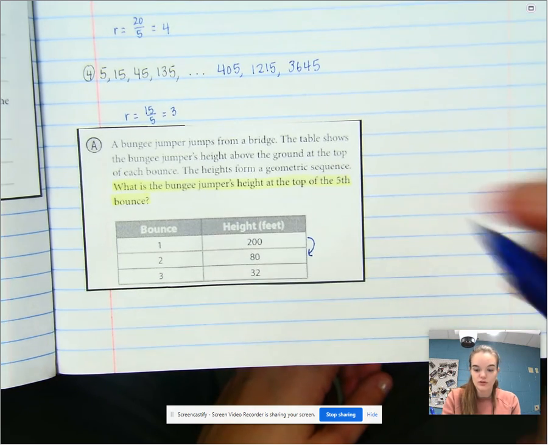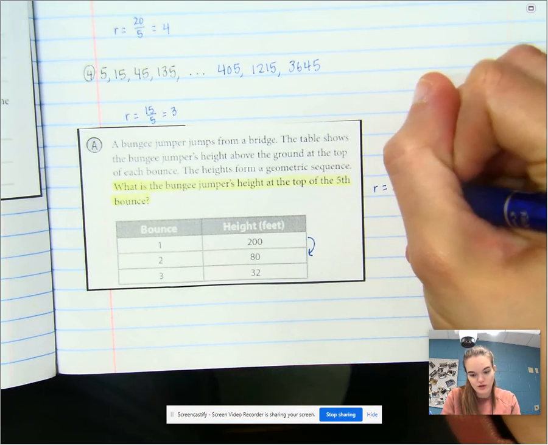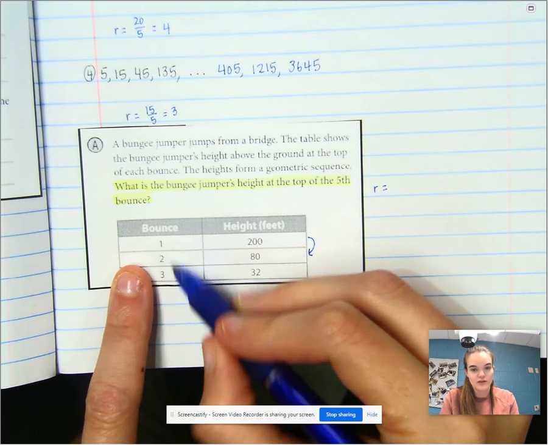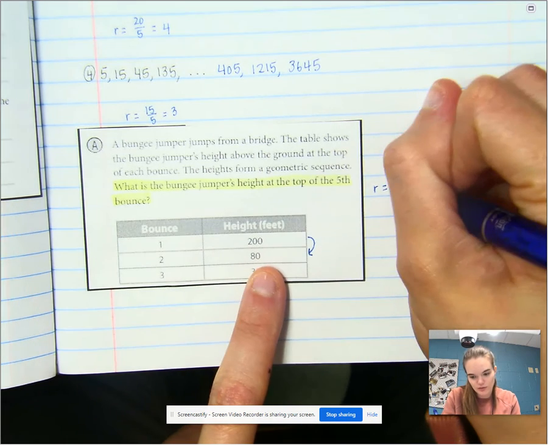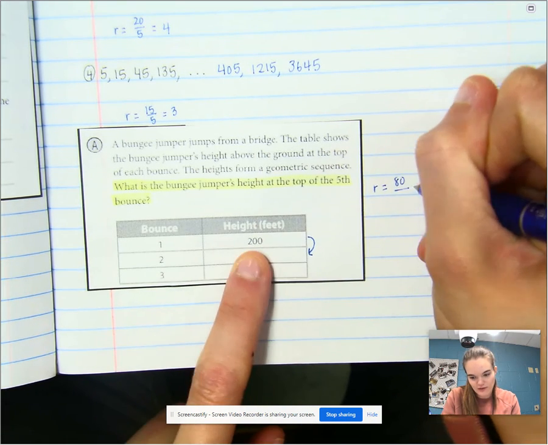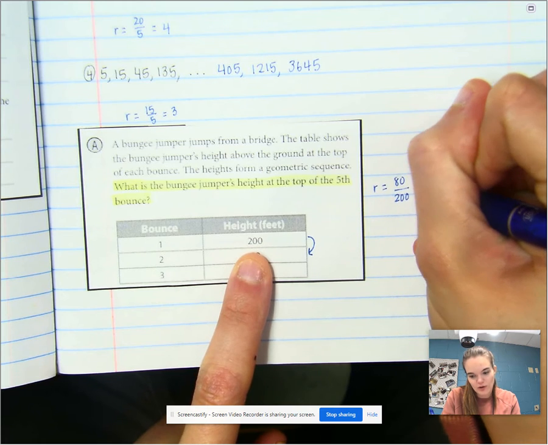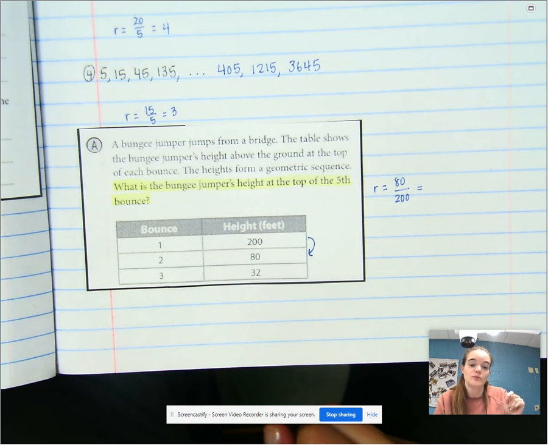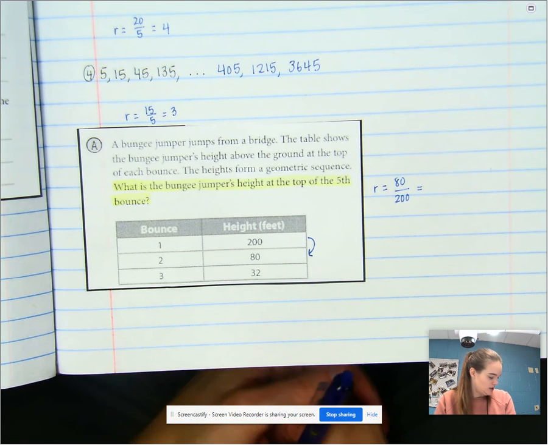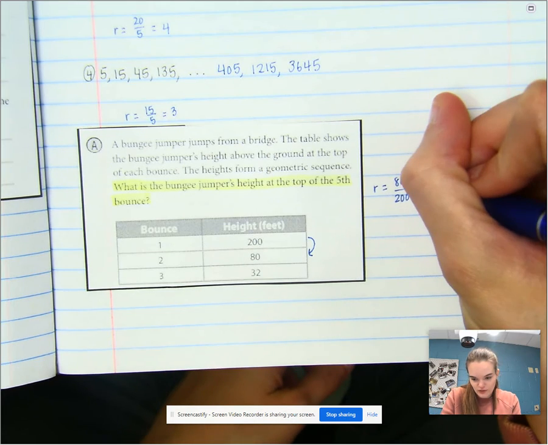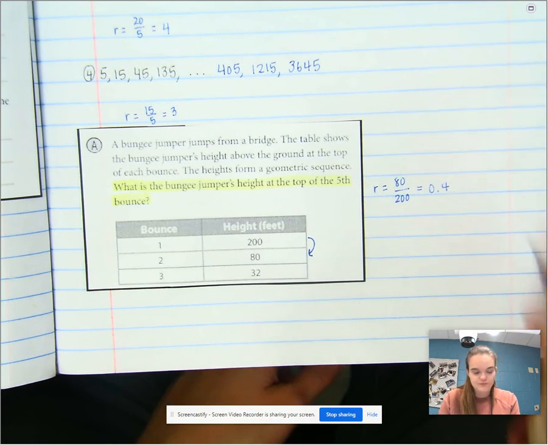Now, we are going to do what we did before. R equals the second term, which is 80, divided by the first, which is 200. It is going down. If it is going down, it should be a fraction or a decimal. If it is going up, it should be a number greater than 1. And that is 0.4.